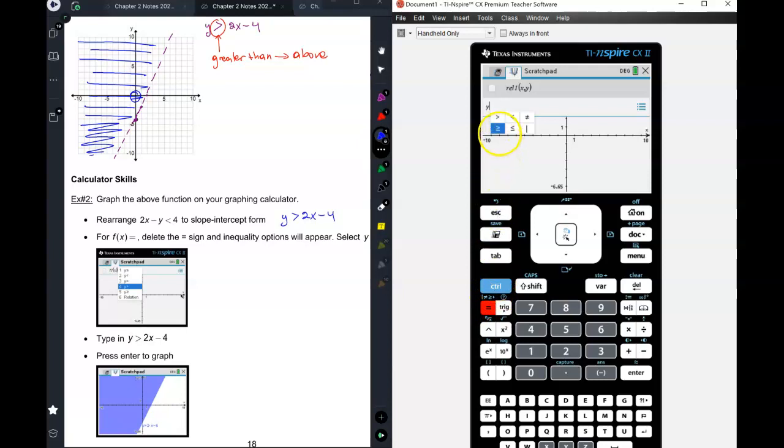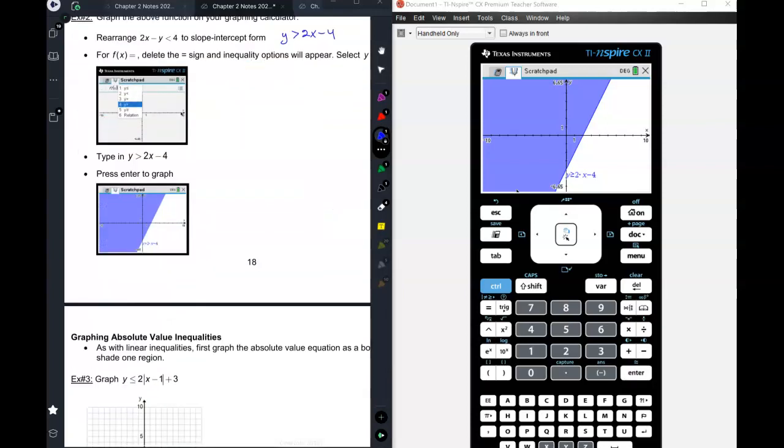Now we're going to change the problem. Press this one, greater than or equal to, and then type the same thing, 2x minus 4. Enter. Do you see, right? Now it kind of looks like a more solid line. That's what I wanted to show you guys.